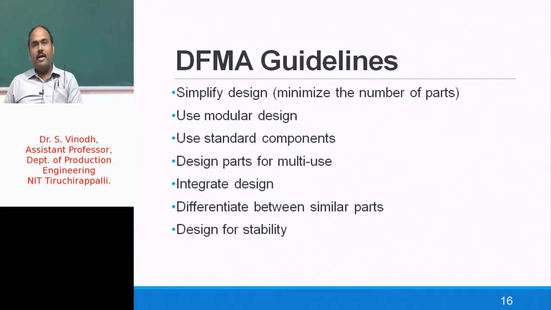So now we have completed the discussion on the DFME method. Next we will move on with discussing certain key guidelines of DFME. The first guideline being simplifying the design, that is minimizing the number of parts. So here simplification of design implies that we should simplify the design considering the functionality of the parts. So there should be no violation of the functionality of the parts, in such a way the design is to be simplified.